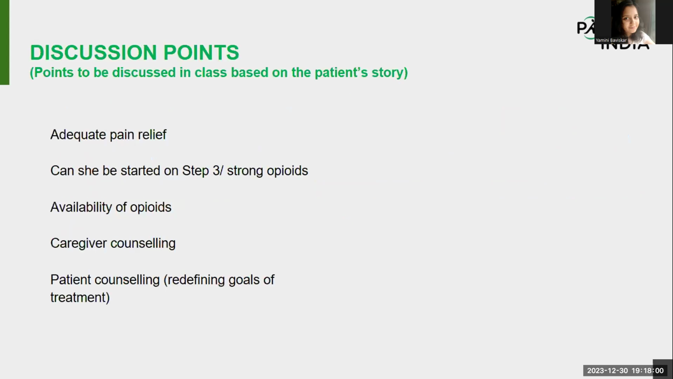Next slide. So the points to be discussed in class based on patient story is regarding her pain relief and adequacy, whether she can be started on step 3 or strong opioids, and availability of opioids, as at present in our hospital I don't have access to morphine, and caregiver counseling and patient counseling in terms of redefining goals of treatment.